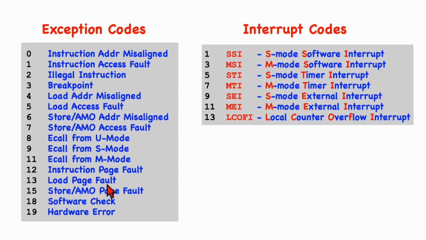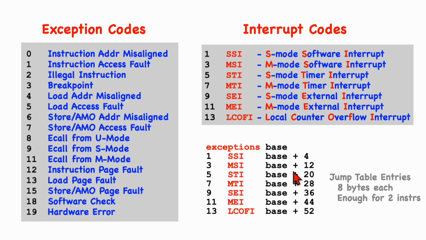Here again are the cause code numbers for the exceptions and the interrupts that we saw a second ago. Let's assume that the mtvec register contains some address, which we can call the base address. Here are the addresses that would be used by the hardware to invoke one of the trap handlers. All exceptions would go to the address base, that is the address that's directly in the mtvec register. Now consider what happens when, for example, a machine mode timer interrupt occurs. That's code number 7, and 7 times 4 is 28. So for this, the hardware will jump to the location that is 28 bytes past the base address.